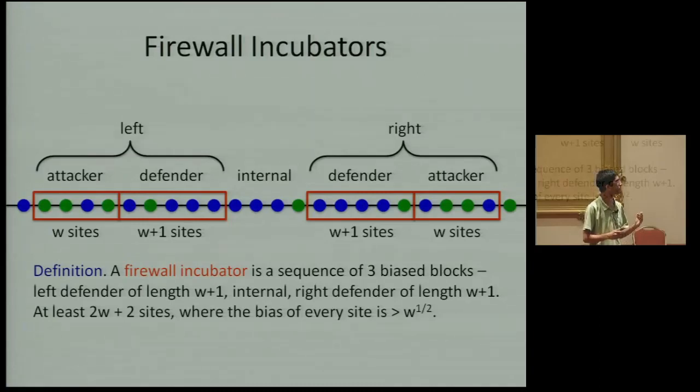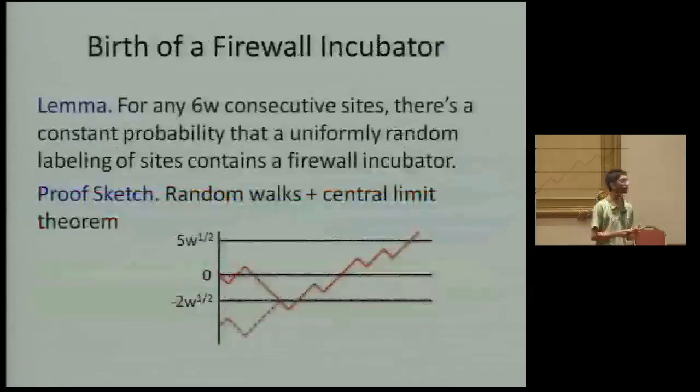There's one more condition which I've left off here, but basically for analysis purposes, we're going to require that the minimum bias of the left defender is at its left endpoint, and similar for the right defender. That helps the analysis a bit later, which we'll show. So the first thing to show is that firewall incubators are relatively common, in that for any 6W consecutive sites, we have a constant probability that it contains a firewall incubator in the initial configuration. And the proof basically follows using the central limit theorem and random walks. In particular, a useful tool in the analysis of random walks called the reflection principle.